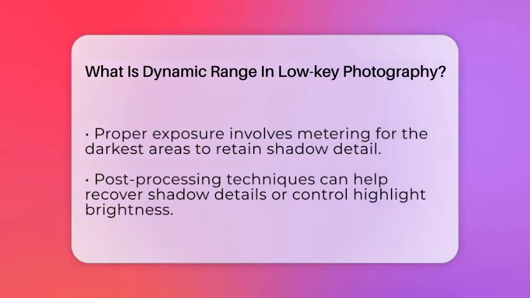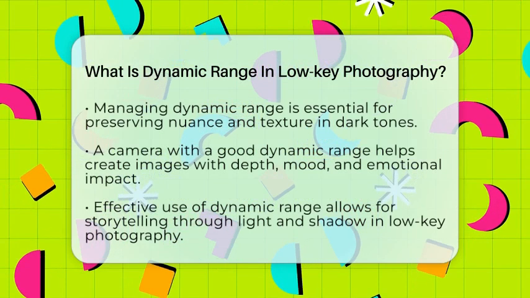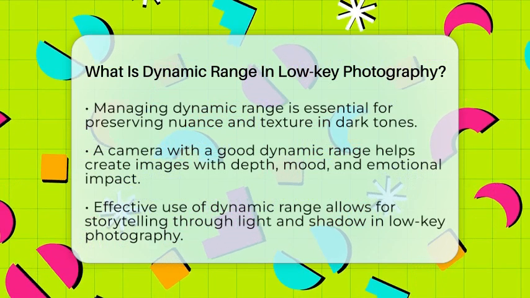Managing dynamic range in low-key photography involves careful exposure. Photographers often meter for the darkest areas they want to keep visible, ensuring shadows retain texture and form. Post-processing can help too, by selectively brightening shadows or controlling highlights to maximize what the camera captured.